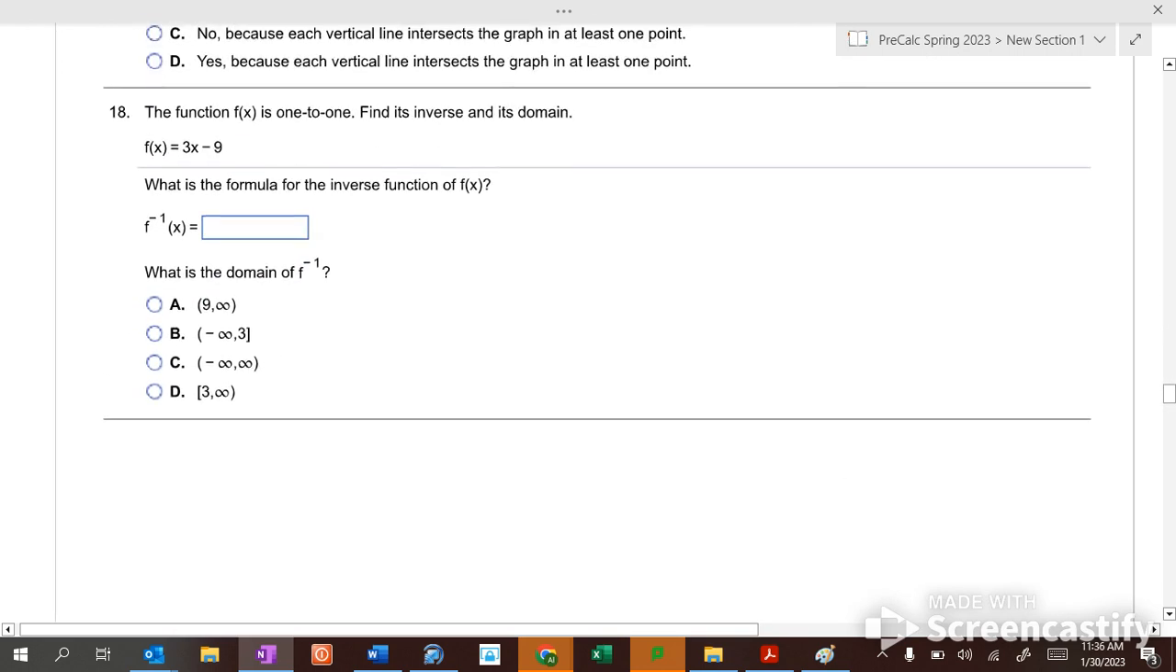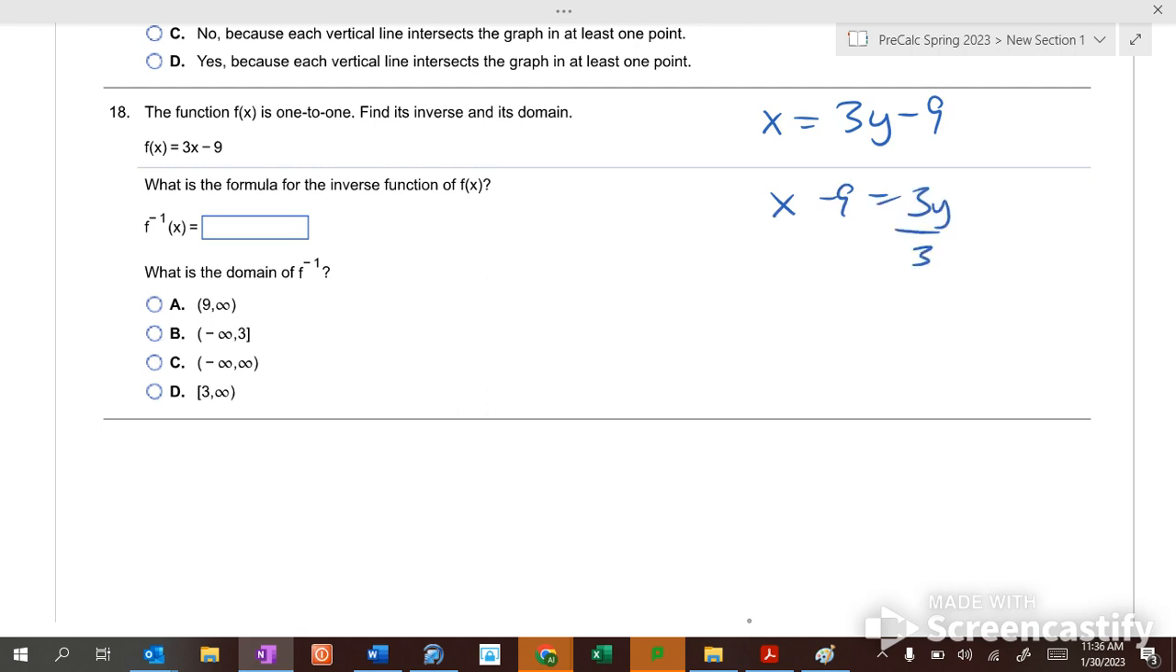A function is 1-to-1. Find its inverse and domain. Okay? Its inverse. Well, to find the inverse, you switch x and y around. So x equals 3y minus 9. So then, move the 9 over. X minus 9 equals 3y. And divide by 3. So the inverse is x minus 9 over 3.